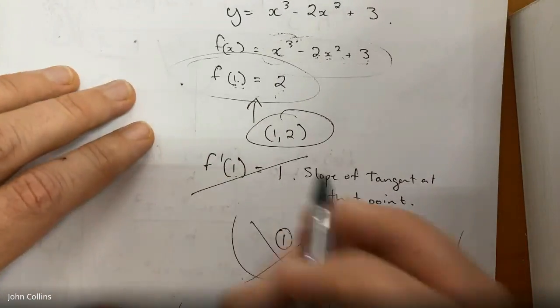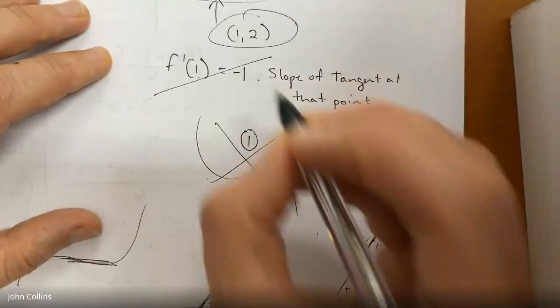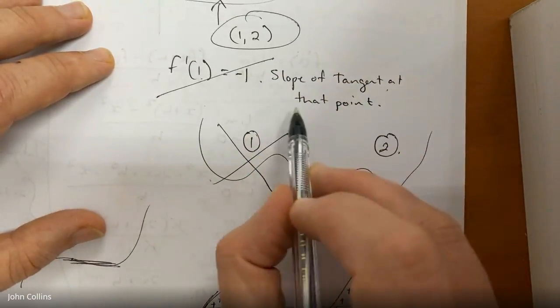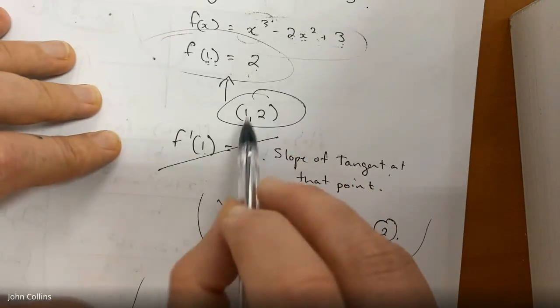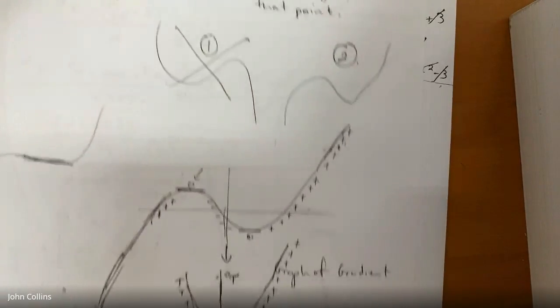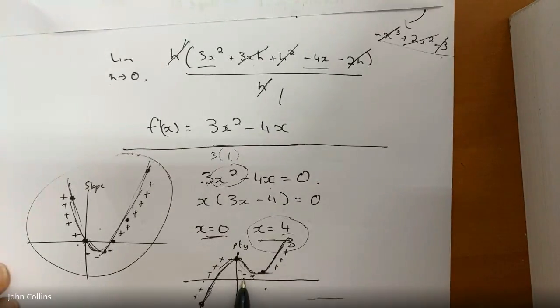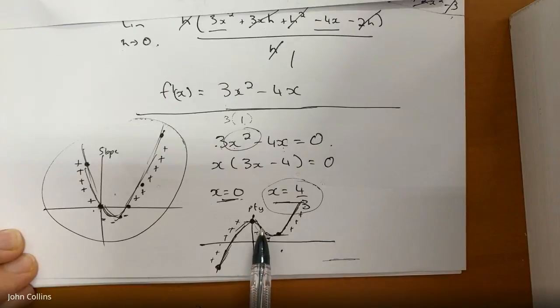But when we subbed in 1, we actually got, what did we get, -1 out? And that's the slope of the tangent at the same point. So it's a different sign, and that makes sense if we look at our graph. The slope at 1 was negative, which is interesting.